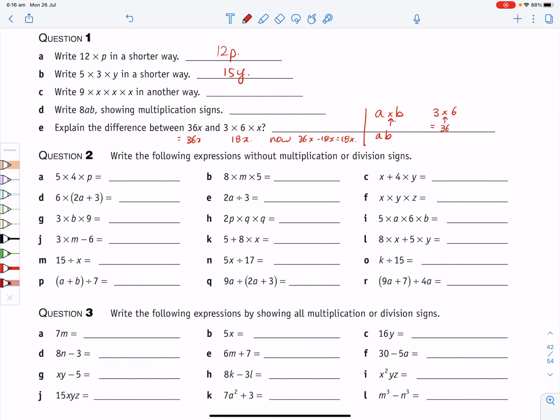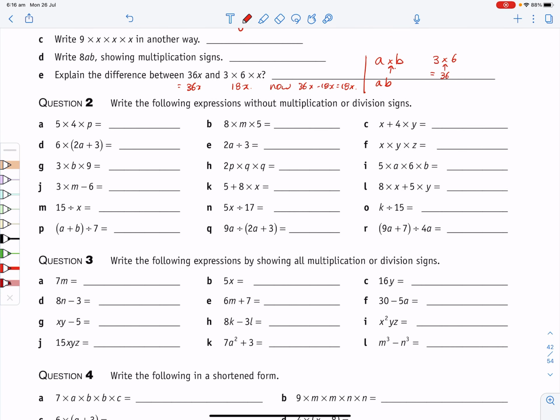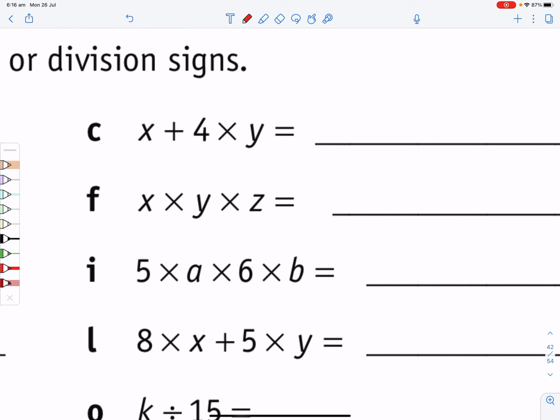Question 2, write the following expressions without multiplication or division signs. Question 2a, 5 times 4 times p is 20p. B, 8 times m times 5. You can do 8 times 5 first, which is 40, so 40m. Question 2c, this is very important, this question. x plus 4 times y. Remember your BODMAS, leave the plus alone and focus on doing the multiplication.